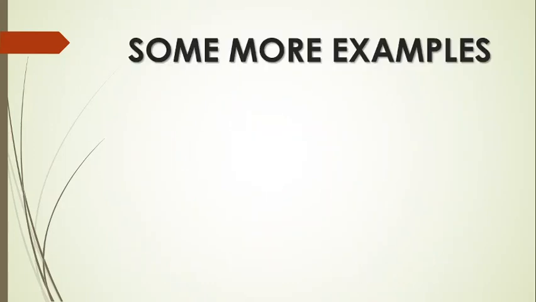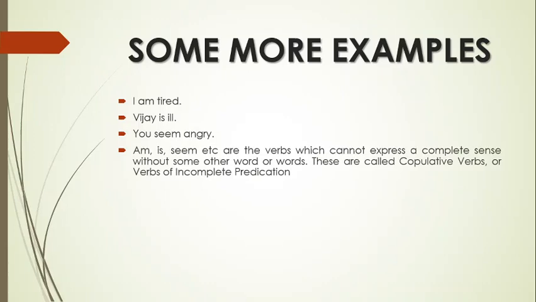Let's take a look at some more examples. I am tired. Vijay is ill. You seem angry. Am, is, seem, etc. are the verbs which cannot express a complete sense without some other word or words. These are called copulative verbs or verbs of incomplete predication. You see, I am, no sense is coming, it is incomplete. Vijay is, again, it is an incomplete sentence. You seem, we don't know what you seem.